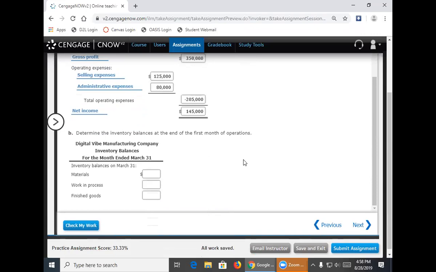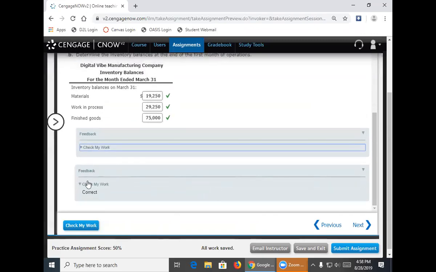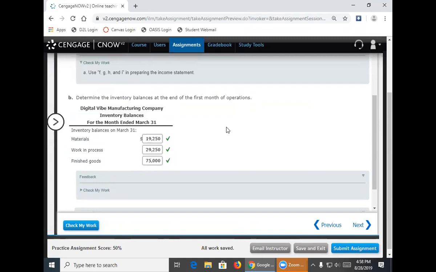So then we have our inventory balances, right? So materials was what, 19,250. Work in process was 29,250. And finished goods was 75,000. So that one really starts getting into the different inventory and how it's flowing through the process. So that's just how it's going to work.